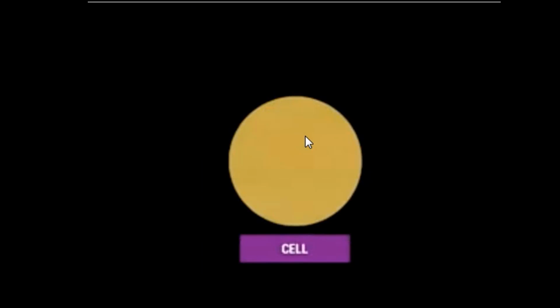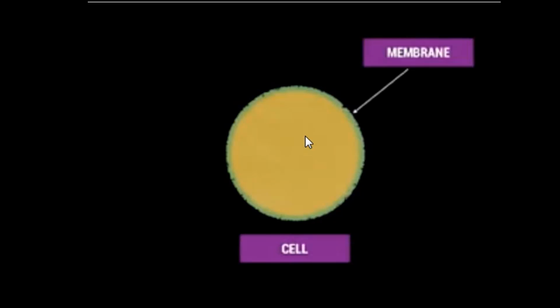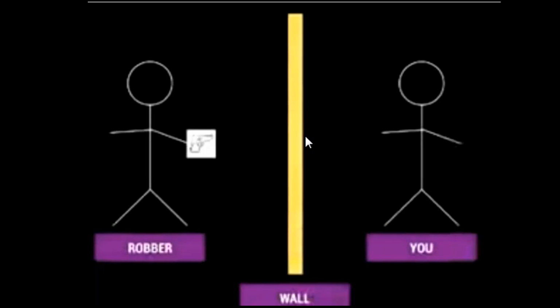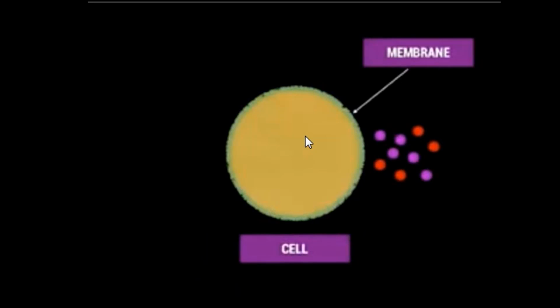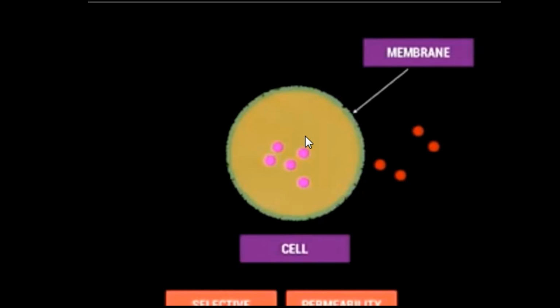The cell has a similar protection known as the cell membrane. Just like you probably wouldn't let a robber into your house, but you probably would let your mother into the house, so also a cell membrane lets some things in, but not others. When the cell does this, it is known as selective permeability.